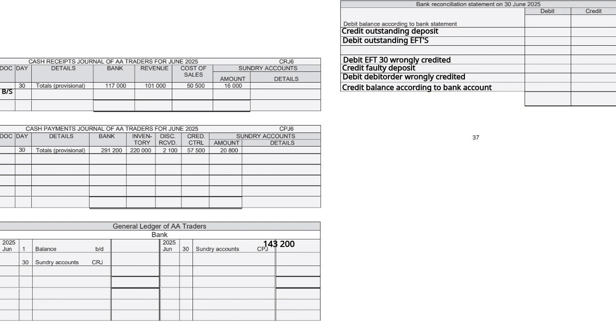So now that we've completed the written work for our bank reconciliation statement, let's go into transaction 4.1. No, not 4,000 Rand, 3,000 Rand on the 4th of June. So you are going to say debit EFT 30, wrongly credited. So 3,000 is fixing the error, and then you're going to add another 3,000 as it was not entered. So your total is 6,000.